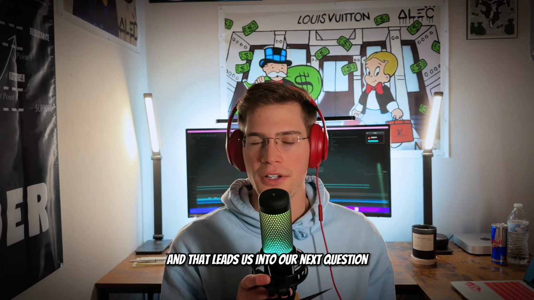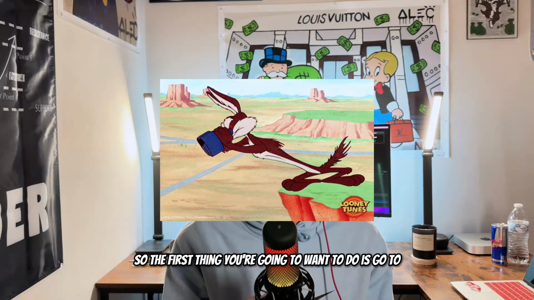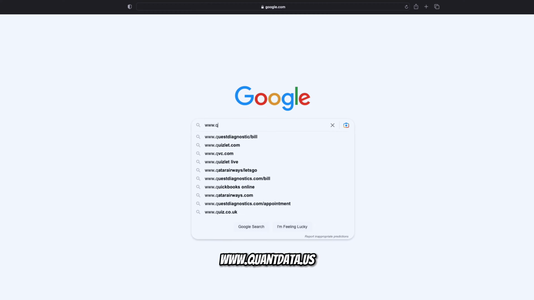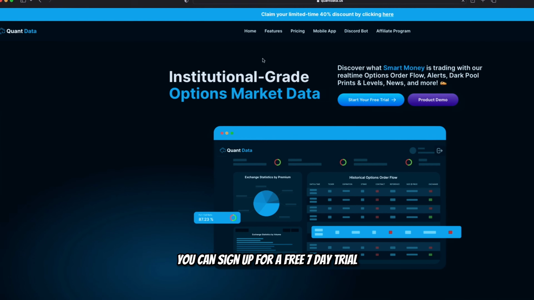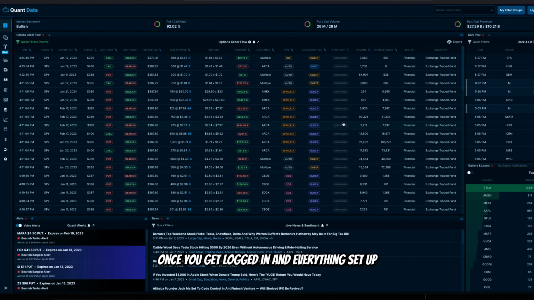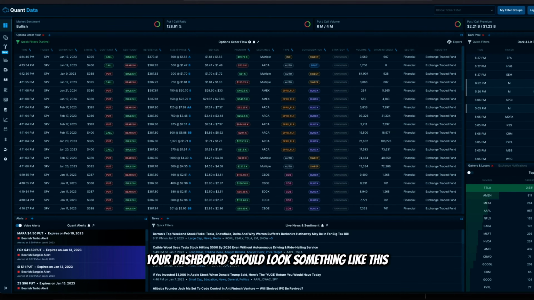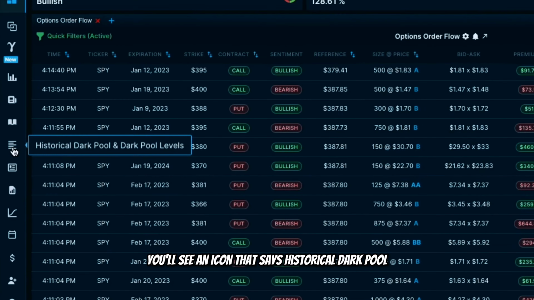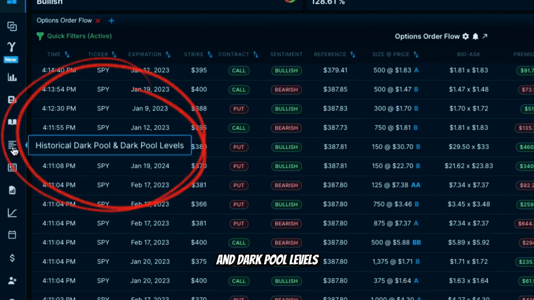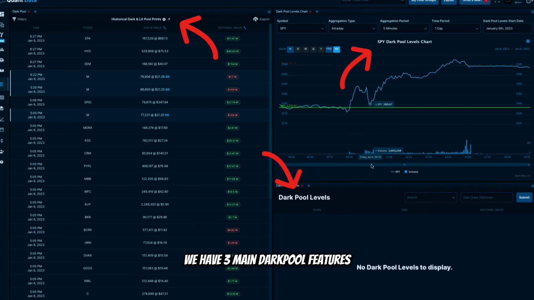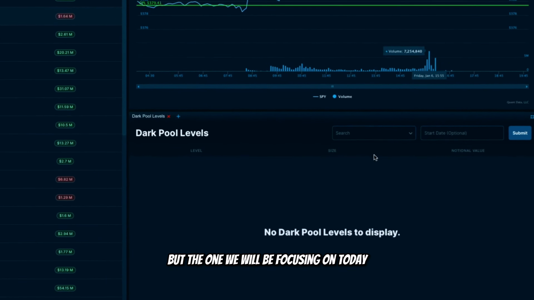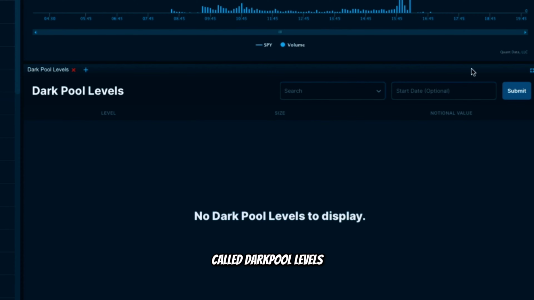And that leads us into our next question of where to find these Darkpool levels. The first thing you're going to want to do is go over to www.quantdata.us, and here, if you don't already have an account, you can sign up for a free 7-day trial. Once you get logged in and everything's set up, your dashboard should look something like this. On the left side, you'll see an icon that says historical Darkpool and Darkpool levels. Click on this icon and it will look like this once everything loads in. As you can see, we have 3 main Darkpool features, but the one we will be focusing on today is this bottom right corner called Darkpool levels.